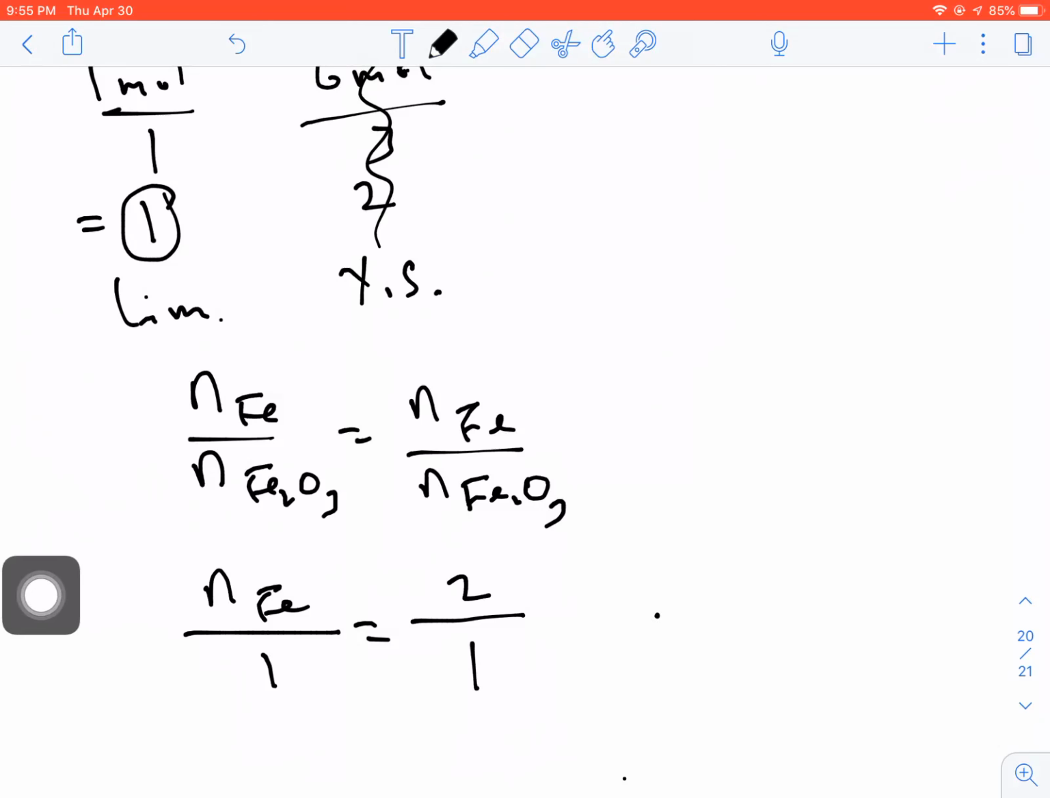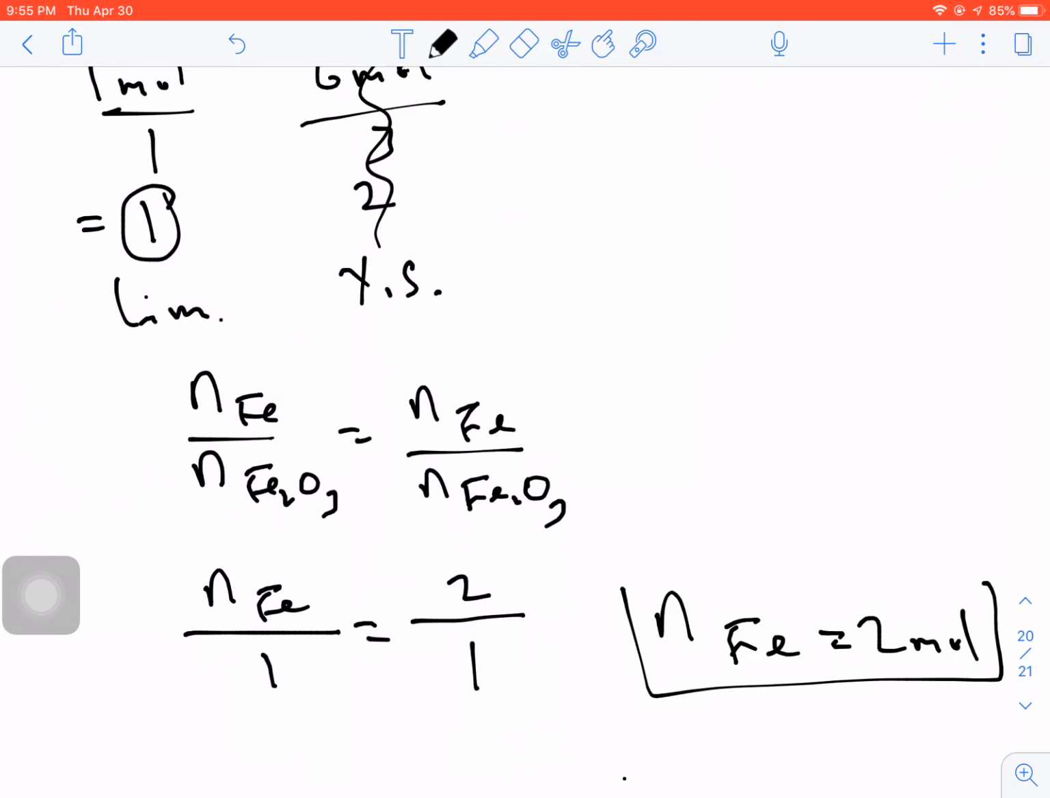So my number of moles of iron is 2 moles. And that's the actual answer. That's the whole thing.